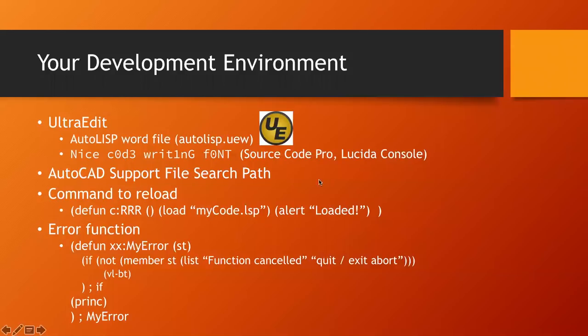That's all you need to buy. You set your support file search path. You're going to need a command to reload your code because you're going to be reloading it over and over again. So for my example, I'm going to assign RRR to reload, reload, reload. And you're going to need this very simplistic error function. I'm going to show you exactly why and what that does. It's all about firing the VLBT backtrace command.